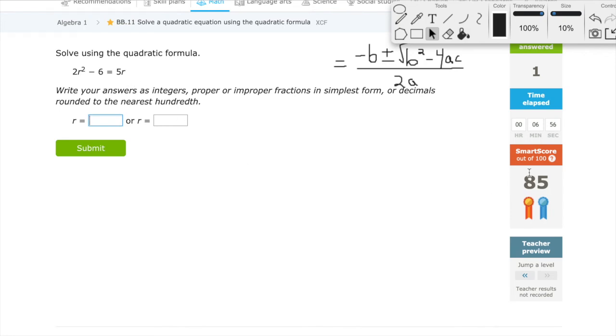If you notice, I'm at an 85 now. This is on the other side of the equal sign. All that would tell you to do is subtract 5r from both sides, and when you do that, it would leave you with 2r squared minus 5r, because you want to put it in order, and then minus 6, and then your a, b, and c would be 2, negative 5, and negative 6. So nothing crazy there.